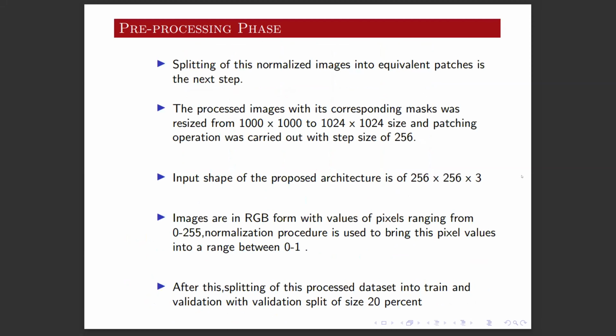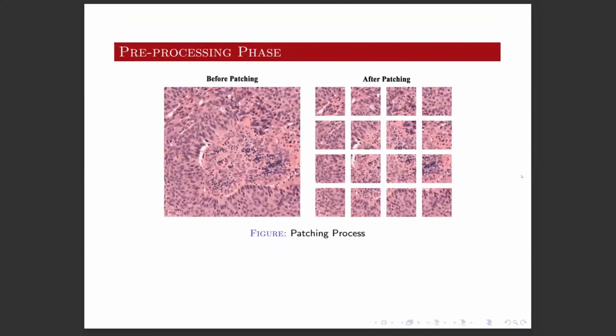Then we are doing the patching operation here, that is splitting of these normalized images into equivalent patches with a size of 256 x 256 x 3. The images are in RGB form with pixel values ranging from 0 to 255, and a normalization procedure is used to bring these pixel values to 0 to 1. After this splitting, we are doing the dataset split with a validation split of 20%. So this is the before and after patching images.